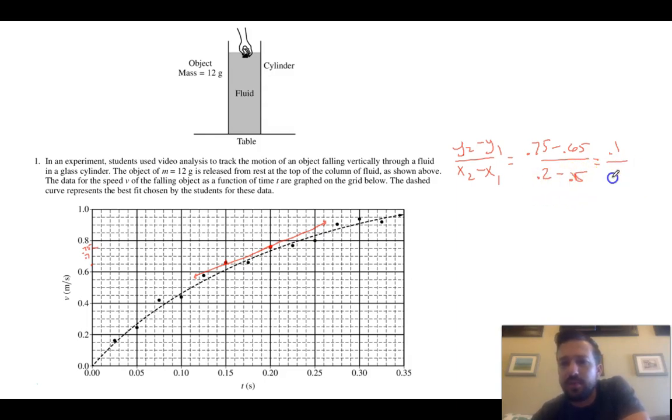Okay, 0.2 minus 0.15 would be 0.05, right? And then we got our, let's just do that real quick. That comes out to 2. And make sure you use the correct units, so meters per second squared.